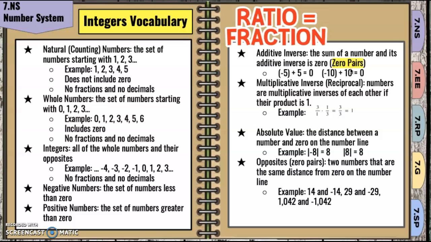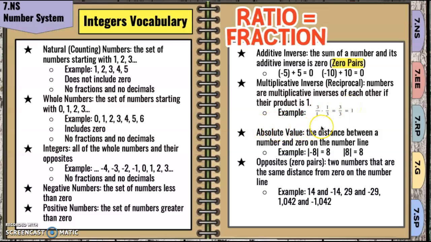Multiplicative inverse, or the reciprocal, multiplying a number by its reciprocal. When you multiply a number by its reciprocal, you get a product of 1. So if I have 3 over 1 times its reciprocal, 1/3, that would give me 3 over 3, which simplifies to 1.